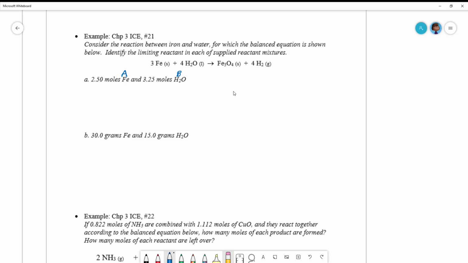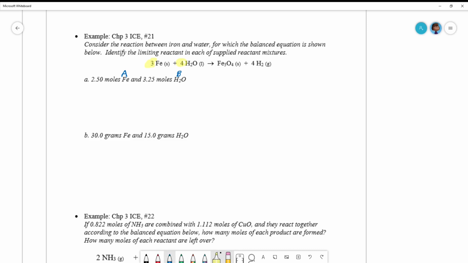Okay, now these quantities are the supplied quantities in our mixture. So the first thing we're going to do is calculate the amount of reactant B, water, that would react with 2.5 moles of iron. Now how do we do that? Well, we're going to need our good old-fashioned mole ratio. And the mole ratio between iron and water right here is a 3 to 4 mole ratio.